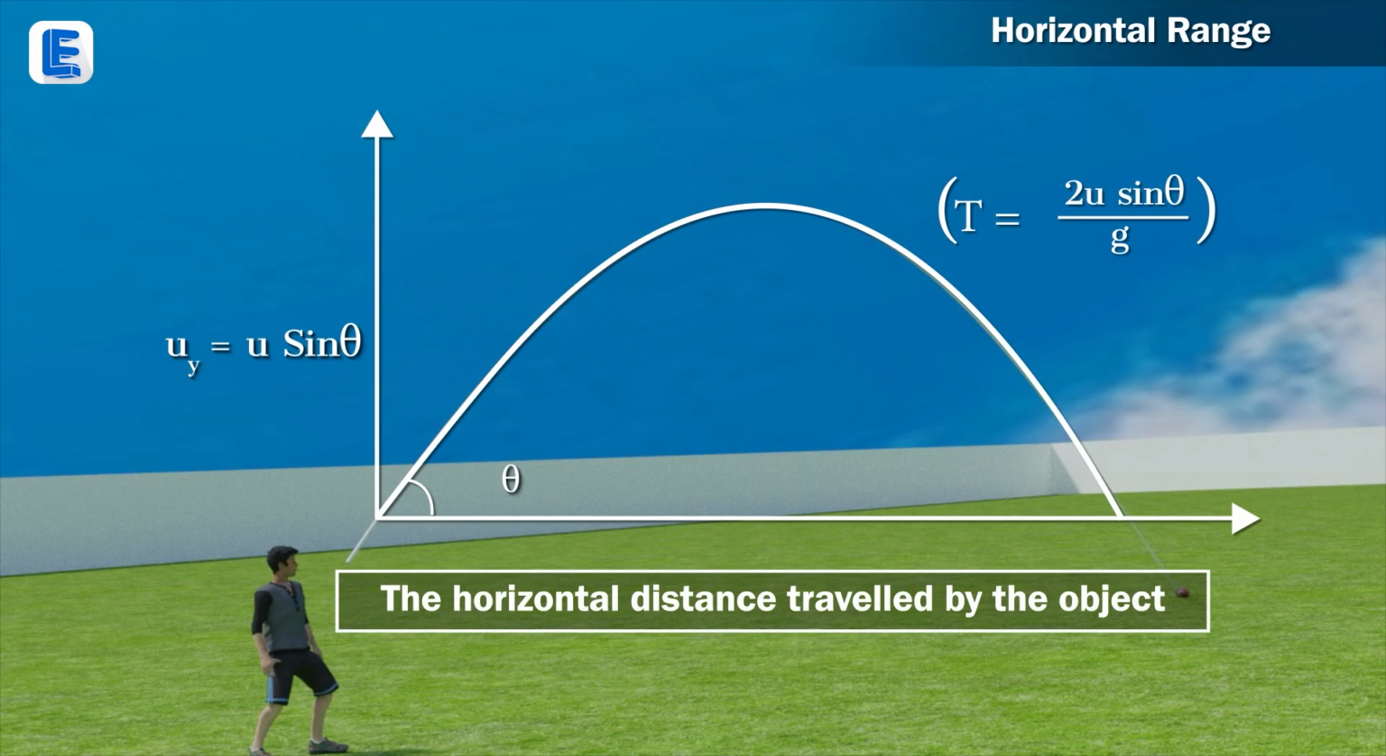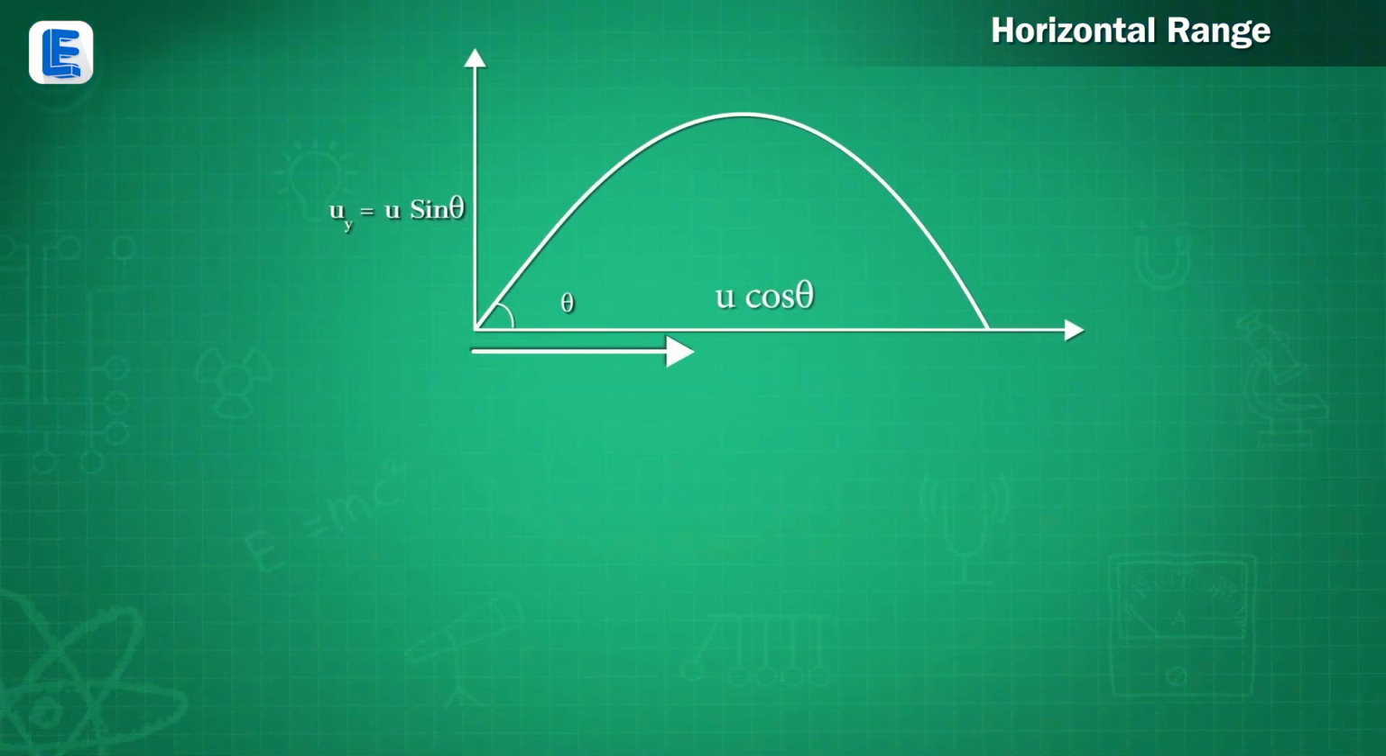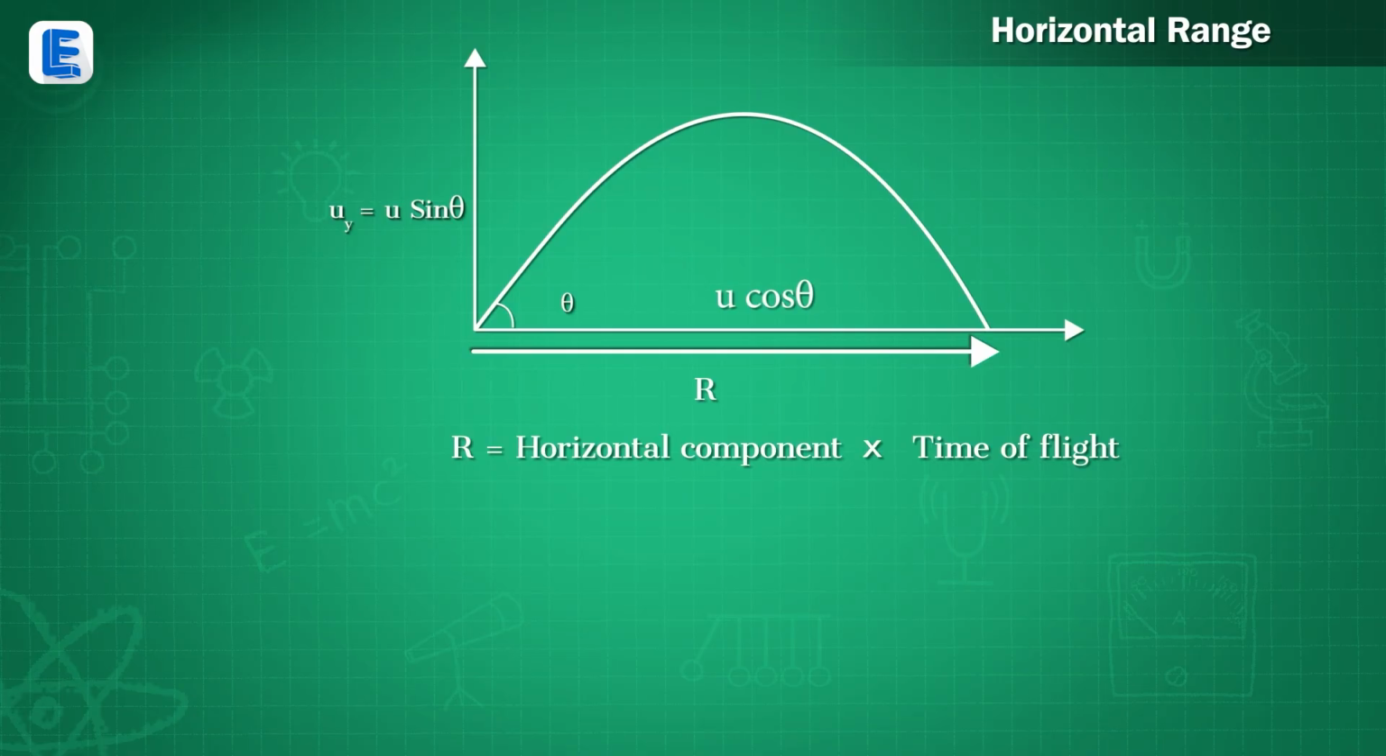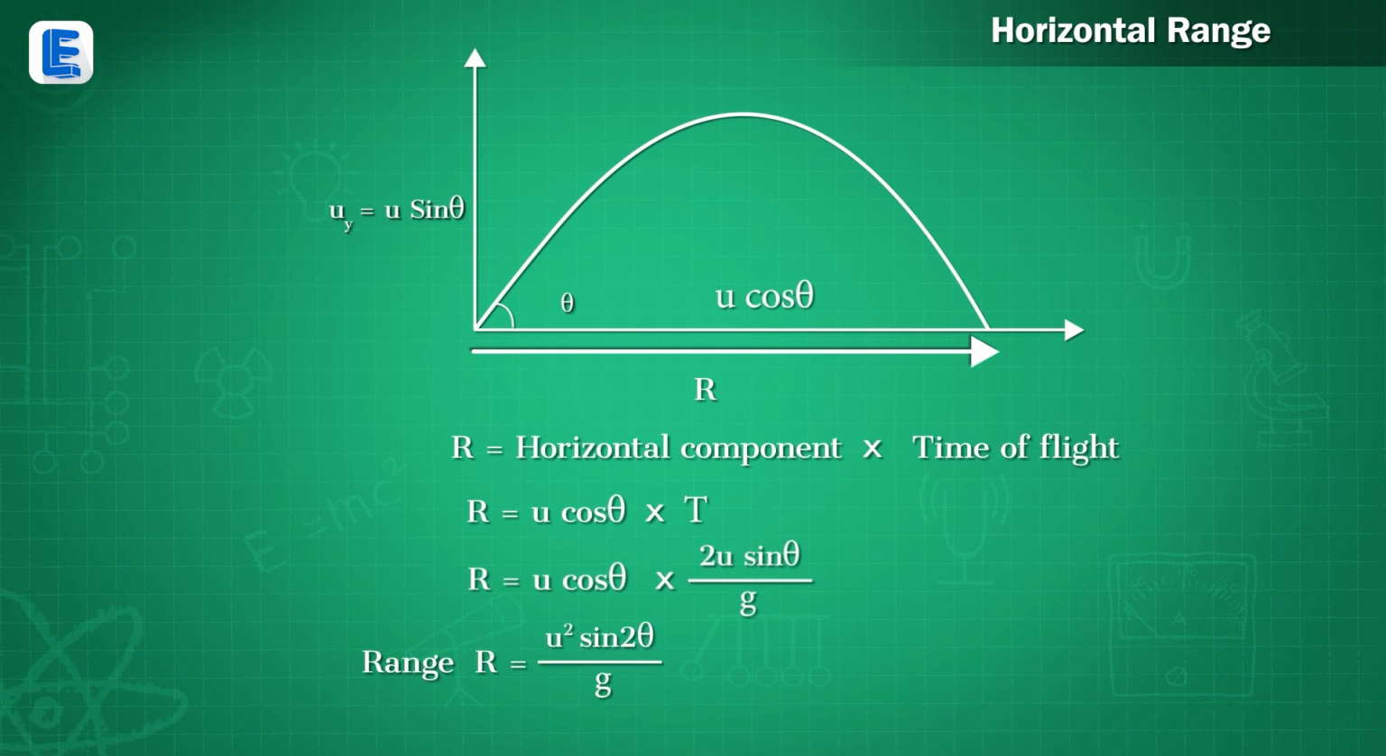The horizontal distance traveled by the object, r, is equal to horizontal component into time of flight. R is equal to u cos theta into t. So r is equal to u cosine theta into 2u sine theta by g. Range, r, is equal to u squared sine 2 theta by g.